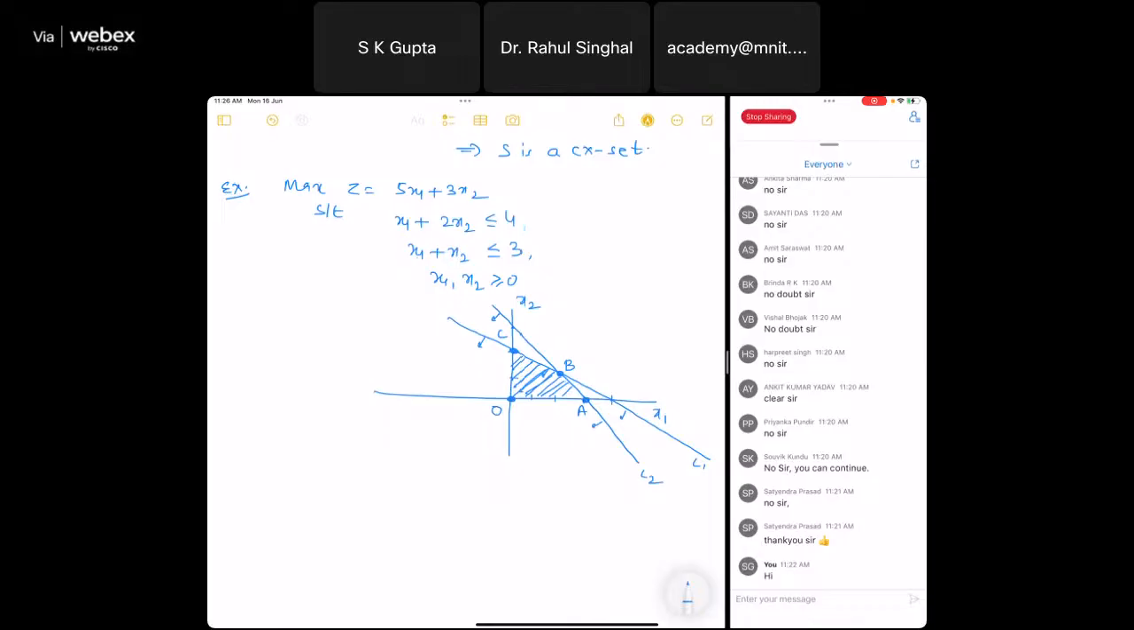So what is the value of z at O? O means origin, right? So the value of z at O will be 0. Now value of z at A, right? What is A point? A point is basically 3 comma 0, right? What is C point? C point is 3 and 3.